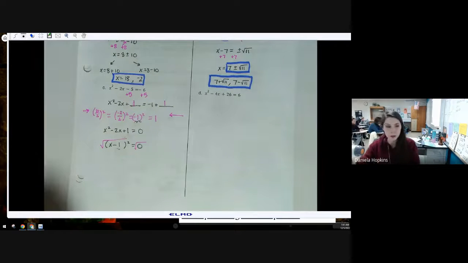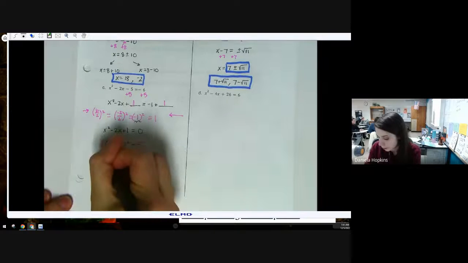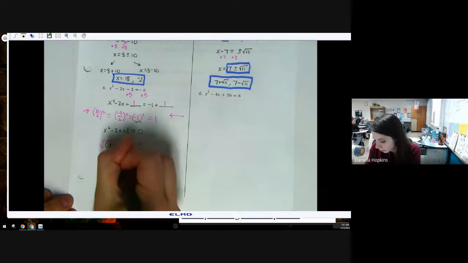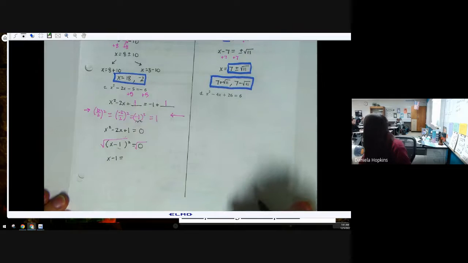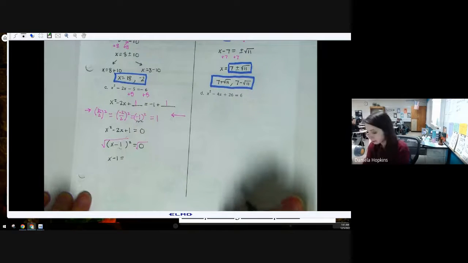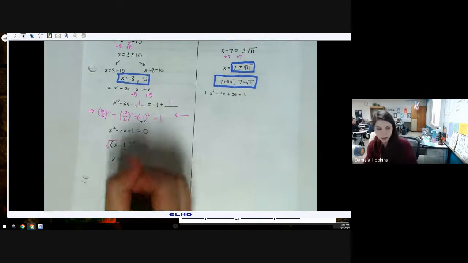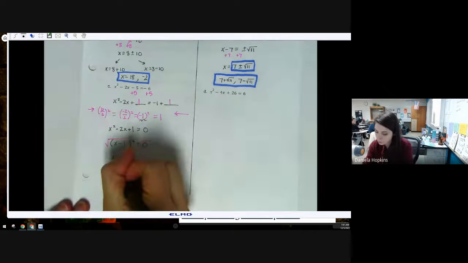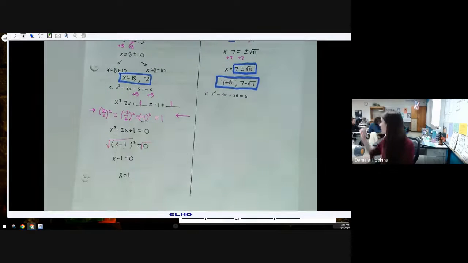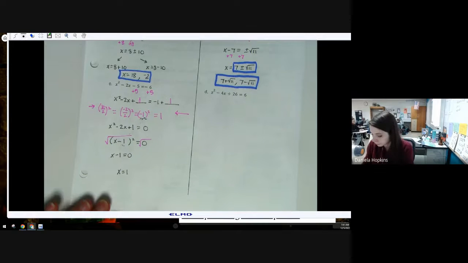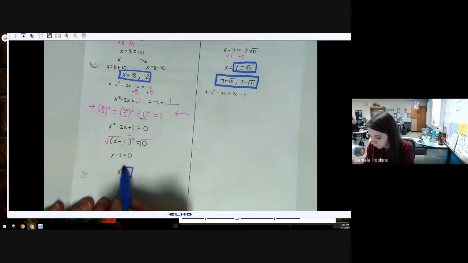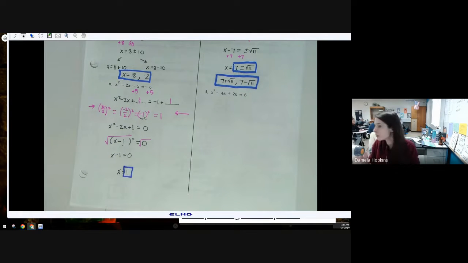Square root of 0 is what? 0. And do you need a plus or minus here? No, I mean, there is no positive or negative 0, right? So then I would just add 1 over, and this one only has one solution because it is a parabola that's actually sitting right on the x-axis. So it'd just be x equals 1. I don't think you have one in your homework like this, but it could happen. That was a pretty weird one.